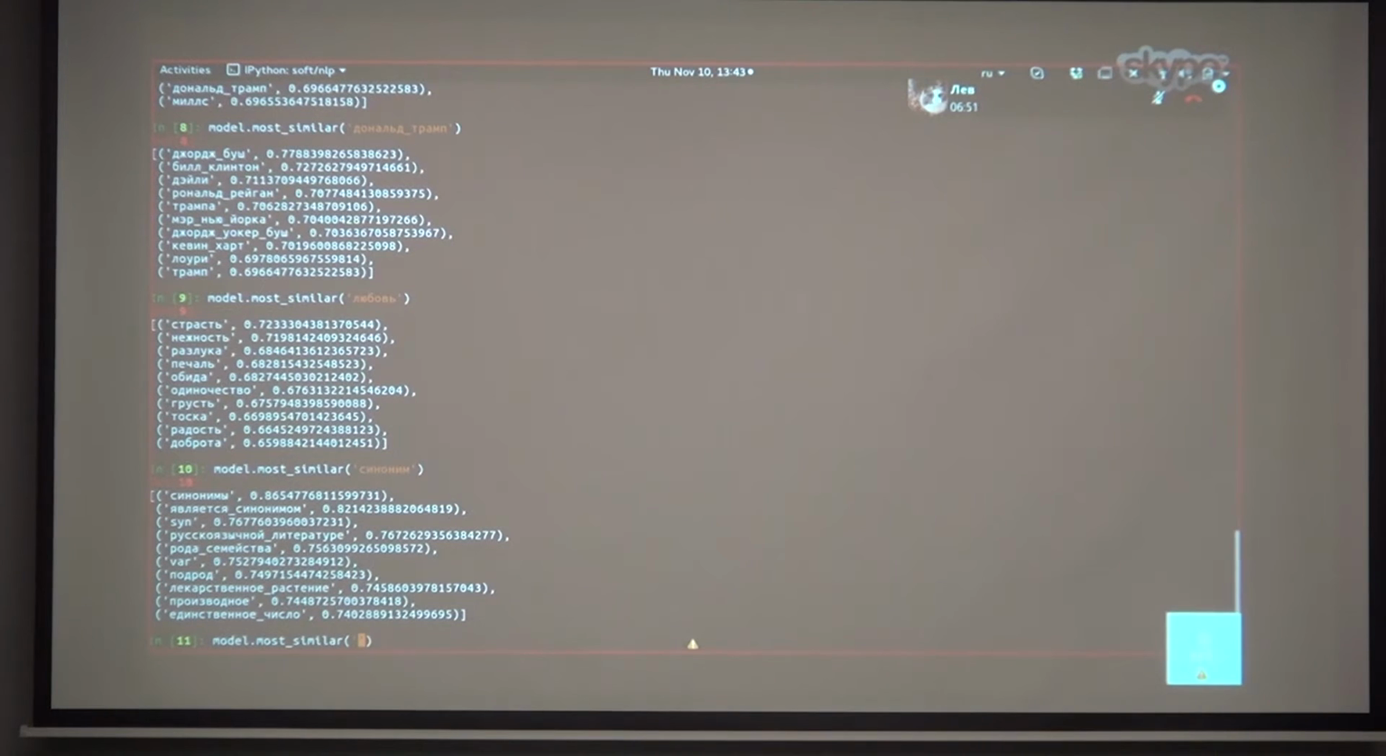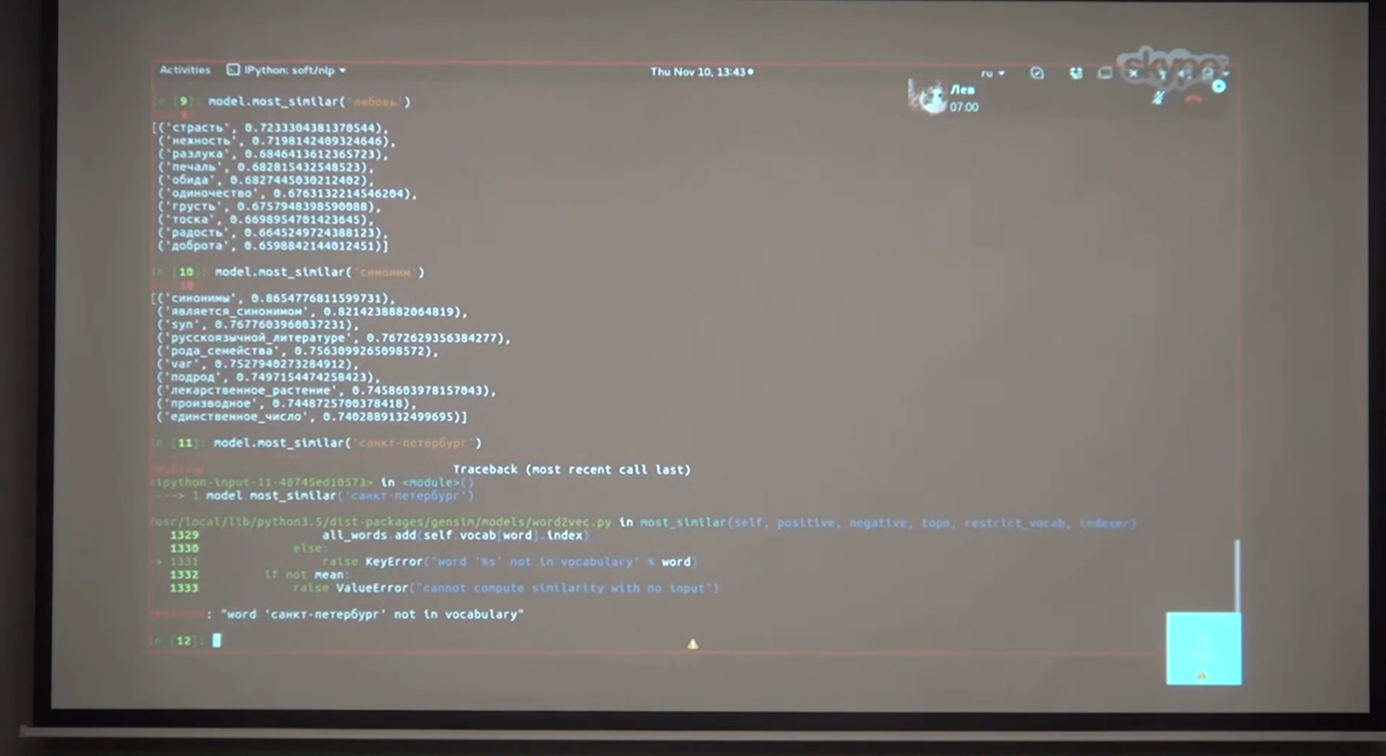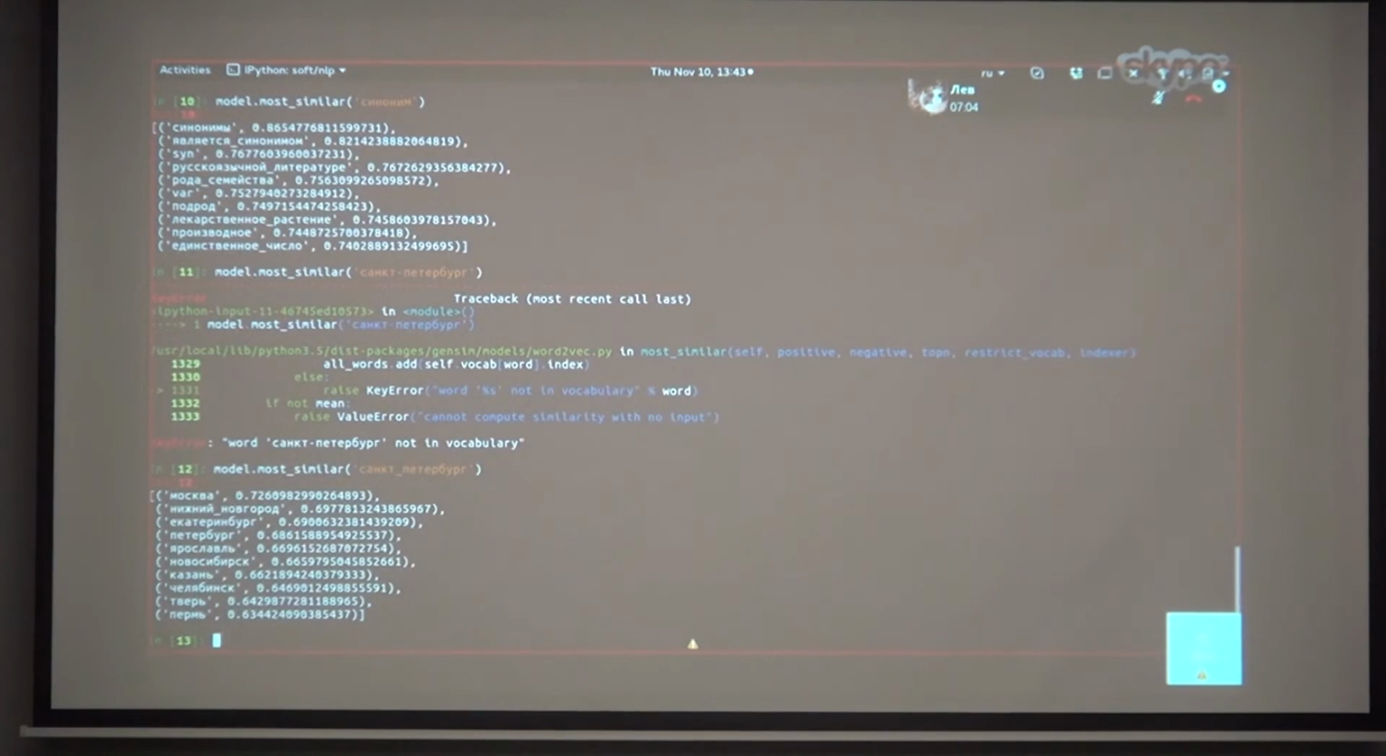St. Petersburg, excellent idea. Let's see. I'm not sure about the hyphen. What's going to happen? No, the hyphens are not here. Is it a bigram? Yeah, it's a bigram. So this is boring, right? These are just Russian cities.